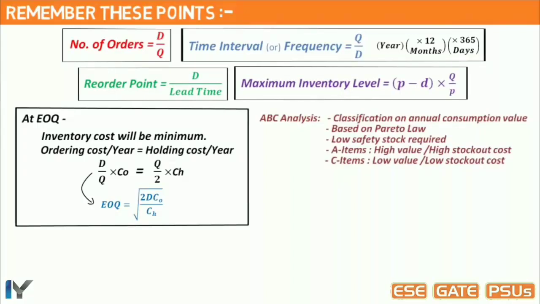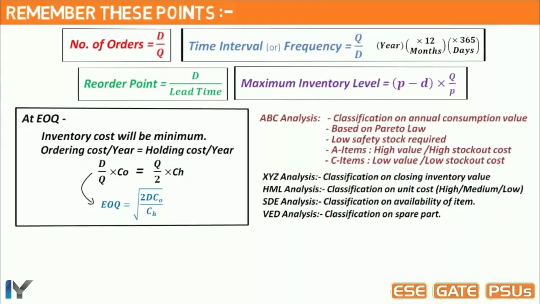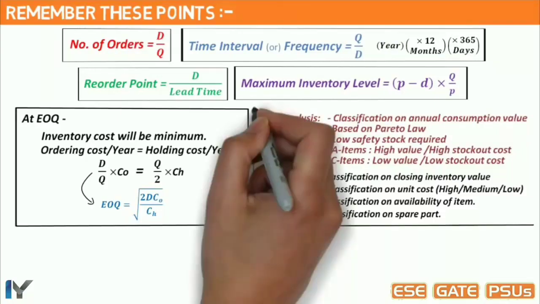Similarly, there are a number of analyses available for inventory management. Which one should be implemented totally depends on the company and its product. XYZ analysis is the classification of inventory items based on closing inventory value. HML analysis is classification of items based on cost of the items: high, medium and low. SDE analysis is the classification of items based on availability of the items. VED analysis is the classification of items based on spare parts.